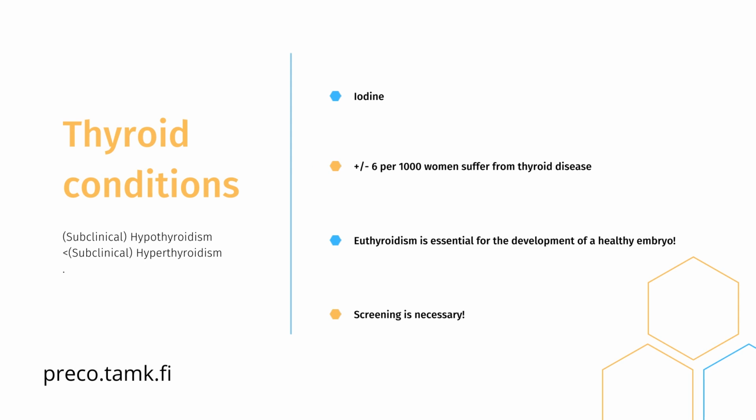The manifestation of thyroid diseases varies and is related to the availability of iodine in the diet of men and women. Iodine is essential to produce thyroid hormones. In 1,000 women, 6.2 suffer from thyroid disease due to a lack of iodine in the diet or due to an autoimmune problem. Because euthyroidism is necessary for the development of a healthy embryo, health professionals should screen for 3 types of thyroid disease: hypothyroidism, subclinical hypothyroidism, and hyperthyroidism.